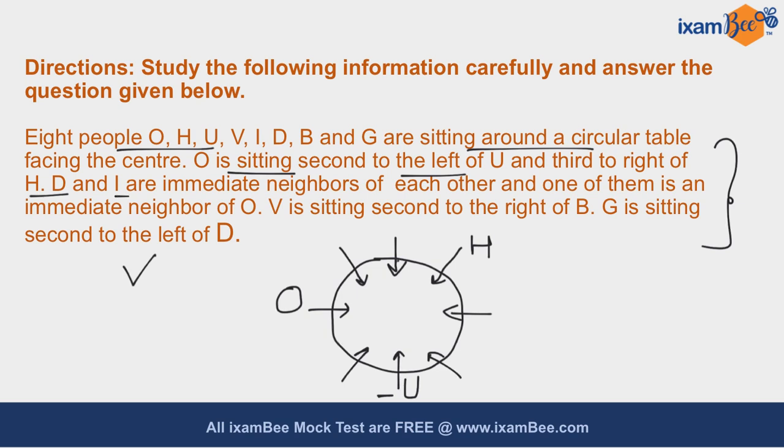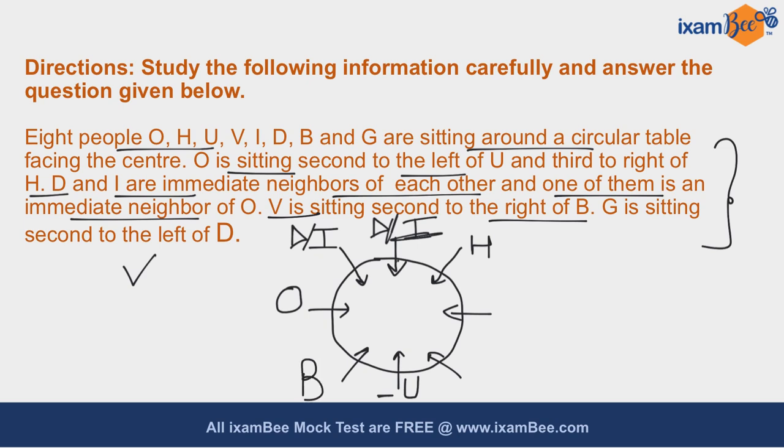Now it is given that D and I are immediate neighbors of each other and one of them is an immediate neighbor of O. So you know that the only possibilities to place D and I are either over here or over here, because we are not sure who is the immediate neighbor of O. So there might be that D and I are present over here or over here. Now it is given that V is sitting second to the right of B. So the only possibility for B is over here and you have to place V second to the right of B.